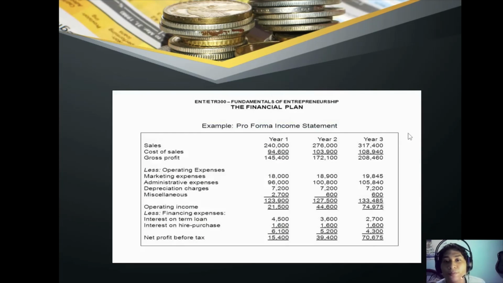An example of this is also an example of pro forma income statement from the year 1, year 2, and year 3. Still, it forecasts the next 2 years.